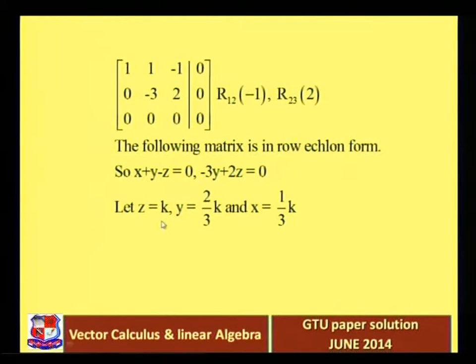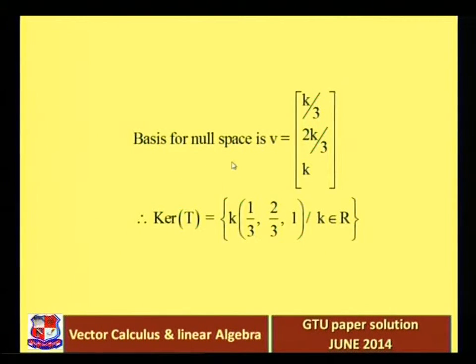So this x, y, z, when we write it down set theoretically, this is the kernel of T. The basis for null space is V is equal to k by 3, 2k by 3, k, and kernel of T is equal to k times 1 by 3, 2 by 3, 1, where k belongs to R.